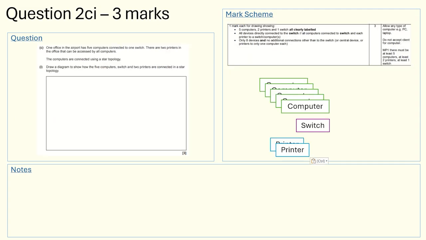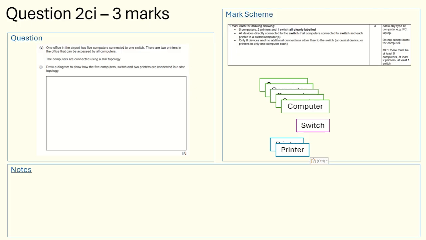Question 2CI is getting us to do a little bit of artwork. So the scenario, again, in the airport says one office in the airport has 5 computers connected to 1 switch, and there are 2 printers in the office that can be accessed by all computers. The computers are connected using a star topology. Draw a diagram to show how the 5 computers, 1 switch, and 2 printers are connected in a star topology.